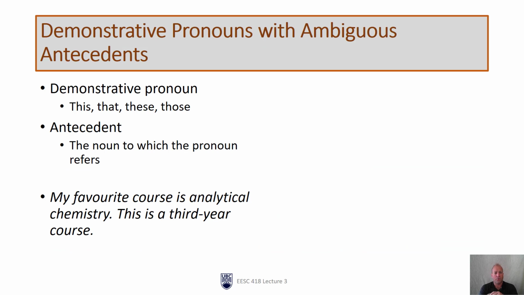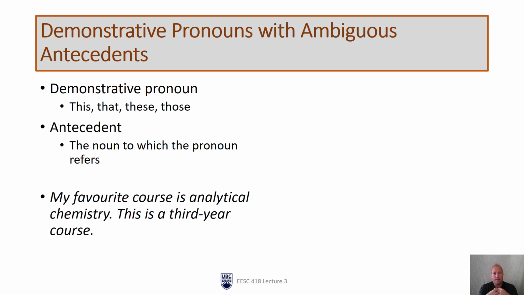So the next category are demonstrative pronouns with ambiguous antecedents. So that's a mouthful. So let's talk about what I mean by that. A demonstrative pronoun is one of these 4 words: this, that, these, or those. And remember, a pronoun is a word that we use to replace another word. Him, her, this, that, these, those. They're all pronouns. We use them all the time without thinking about it.